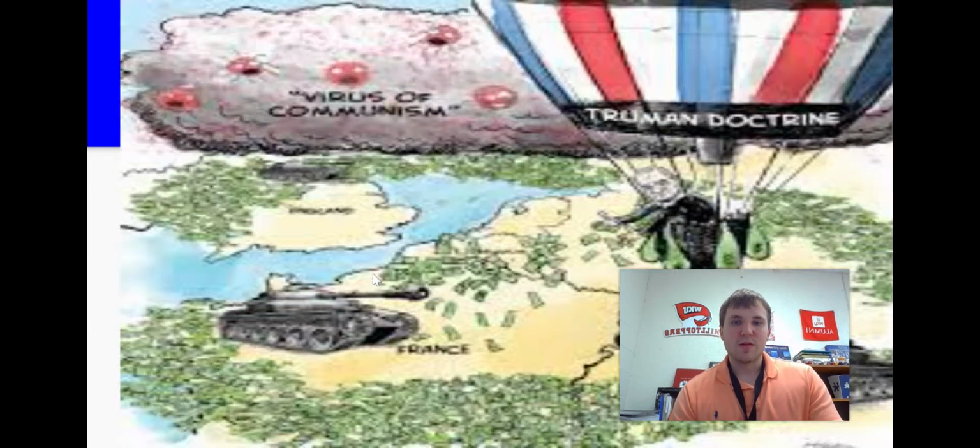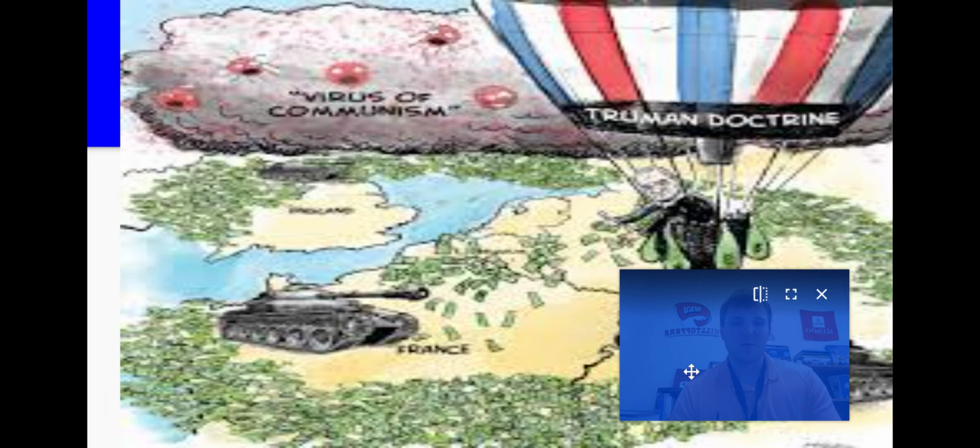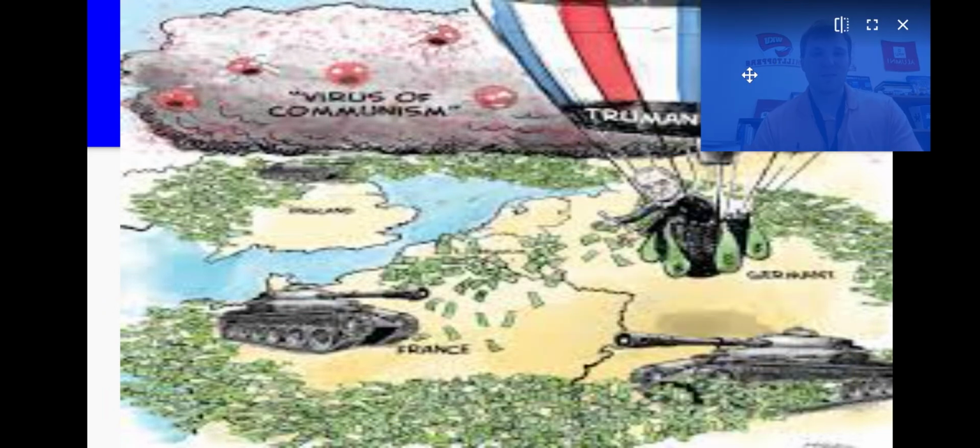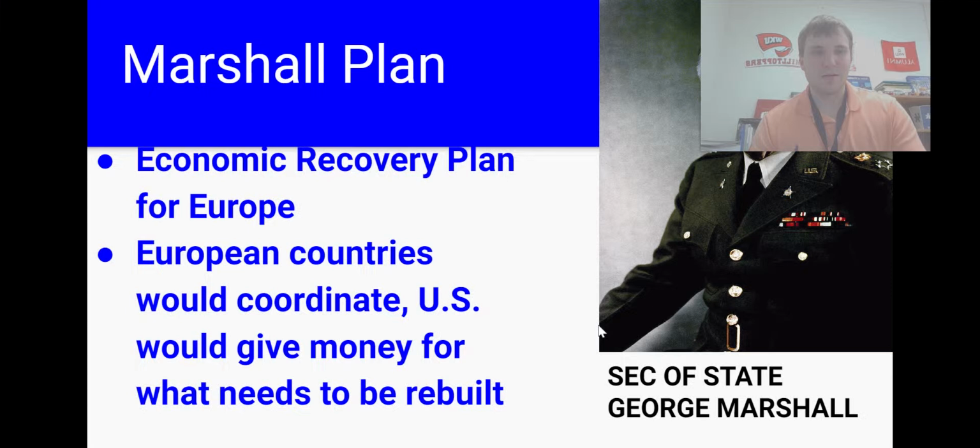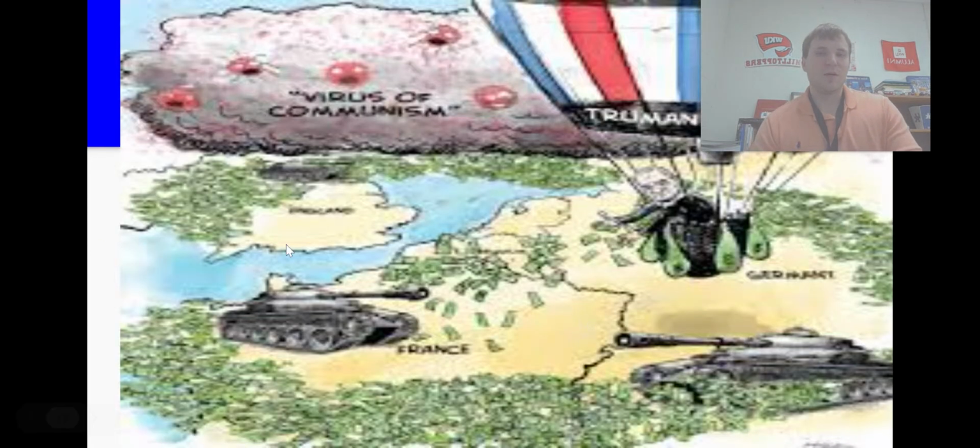Okay, Truman Doctrine. I love this picture. Truman's making it rain. He's in his little hot air balloon. He's like the old dude from Up. And he is making all of this money go all over Europe. Because look, they're trying to blanket European countries with cash to prevent the virus of communism from lingering over the continent.